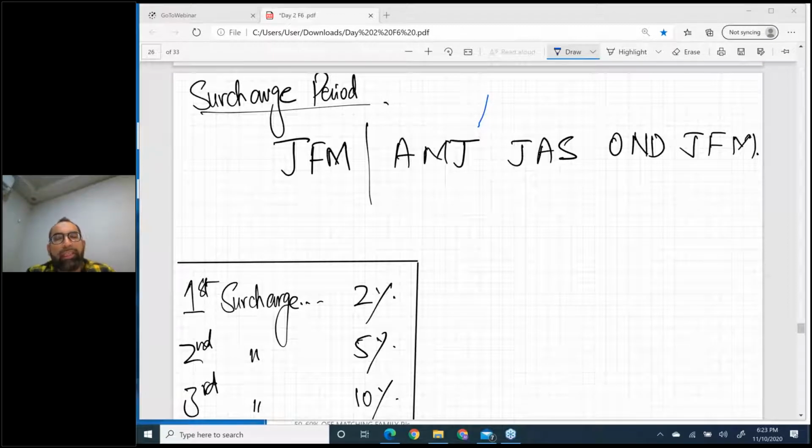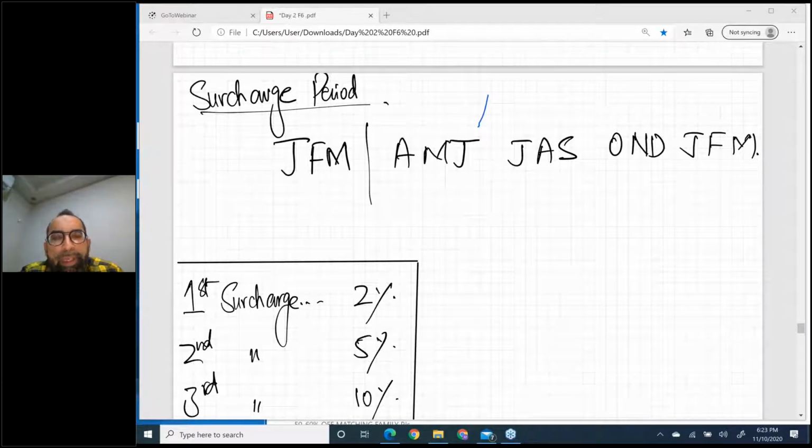There is one thing which we call surcharge period. What is surcharge period? Listen. For example, for last many years, you are an up-to-date guy. Up-to-date guy means you pay your VAT on time and you file your VAT return on time.